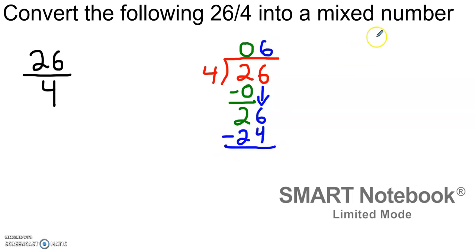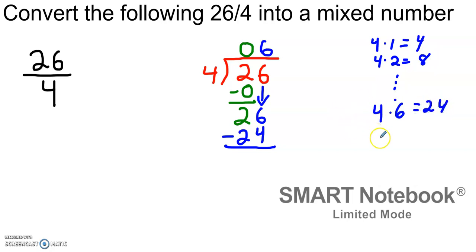If you didn't know what that is, you could always work on the side. 4 times 1 equals 4. 4 times 2 equals 8. And you could do that and so forth. And so you get to 4 times 6, and you'll realize that equals 24. And I know that that's pretty close, but you could always do one more to see. 4 times 7 gives you 28. And that's too large, so we know that it is the 6. So 26 minus 24 is 2.